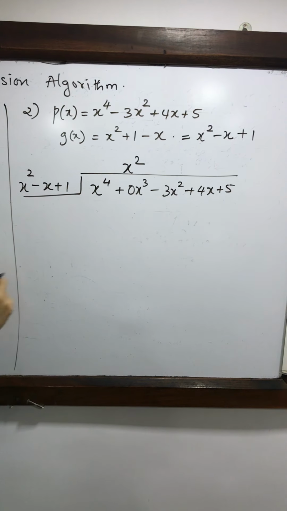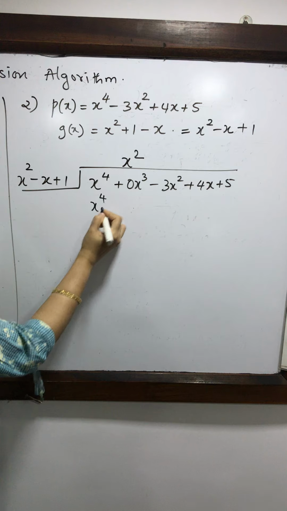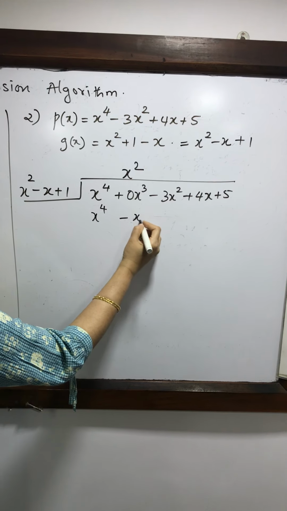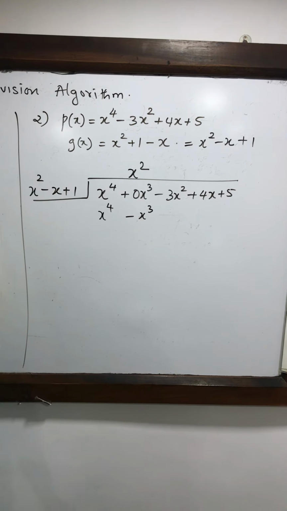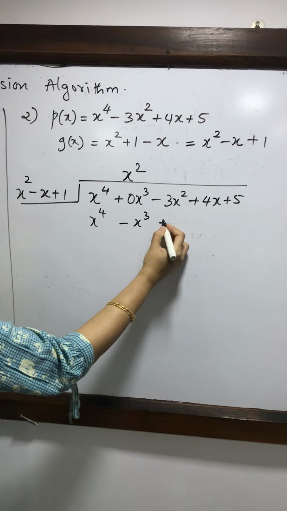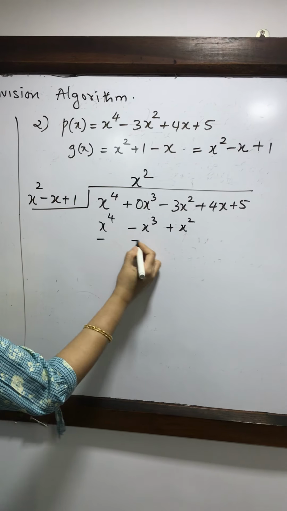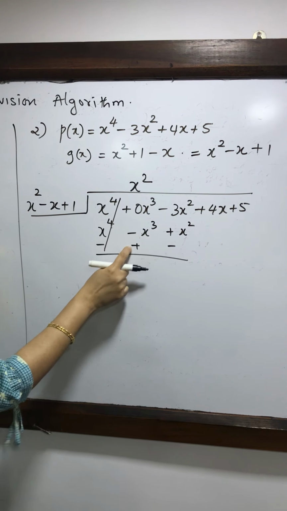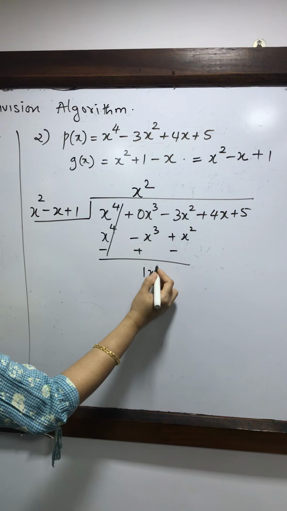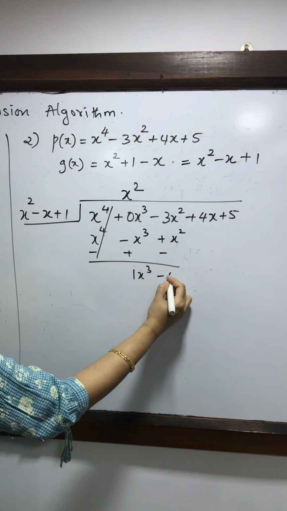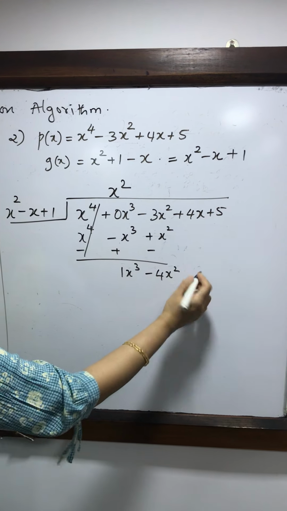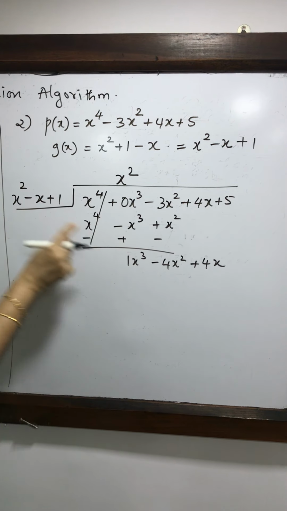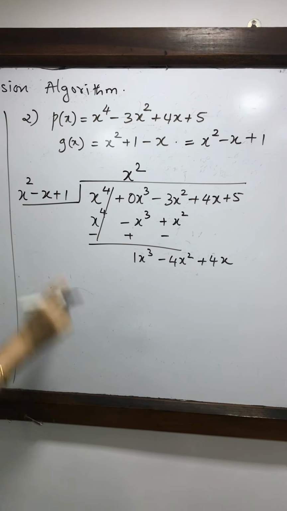We multiply x square with all these terms to get x raised to 4 minus x cube plus x square, which we will write below 0x cube. We change sign to cancel the first. 0 plus 1 is 1x cube. This is negative 4x square. We bring 4x down. To find the next term of the quotient, we divide x cube by x square.